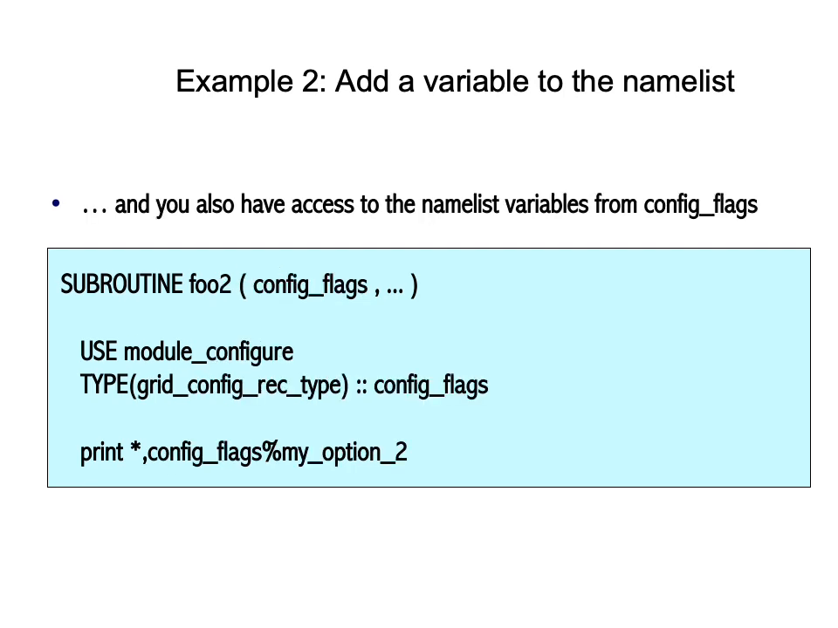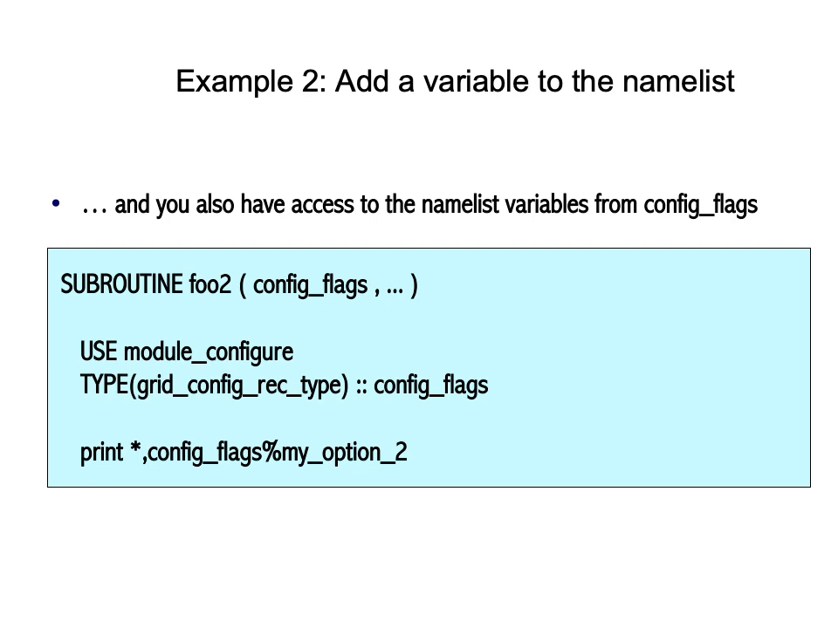The third way that you have access to the namelists is via config_flags. Config_flags are the configuration flags, the runtime configuration flags. These are only and all of the namelist entries. Anytime you see config_flags in a subroutine, you have access to the namelist values. Similar to the grid%, you can simply say config_flags%my_option_1 or my_option_2.